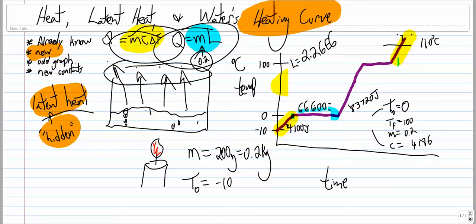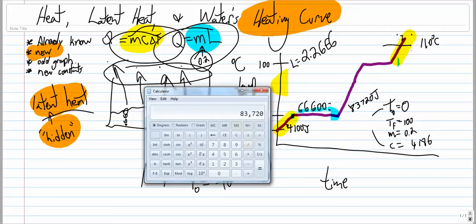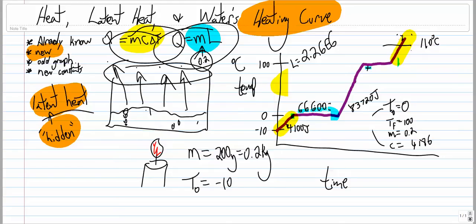Okay, so 2.26 times 10 to the 6, that's our L. So for that part of the line, we're going to have our mass, which was 0.2 times 2.26 times 10 to the 6th, which is 452,000. Why is it coloring it that way?